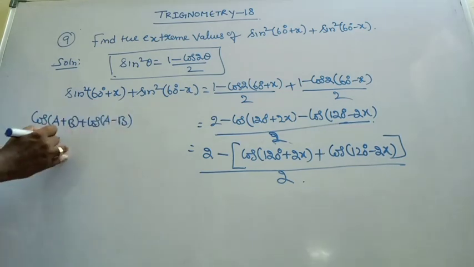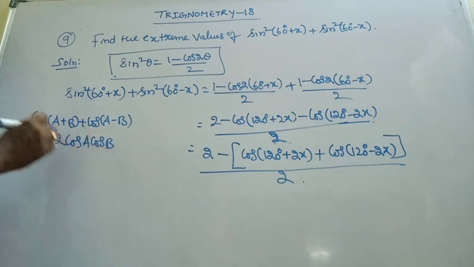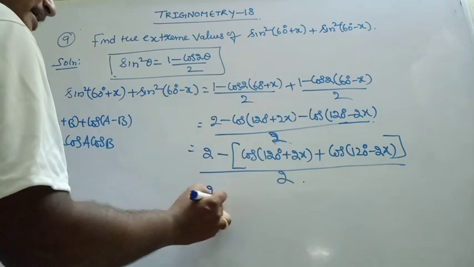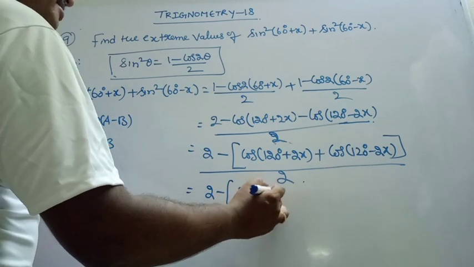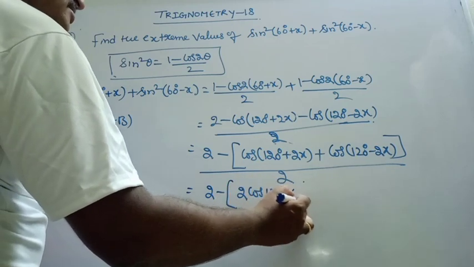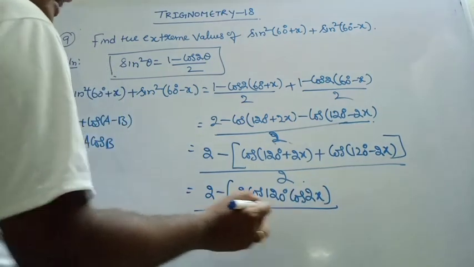That is nothing but, if you observe, this is 2 cos a cos b. Okay, you write the formula and cancel, then you will get 2 cos a cos b. That means now this is 2 minus 2 into cos a. Cos a is nothing but cos 120 degrees, cos b is nothing but cos 2x whole by 2, like this.